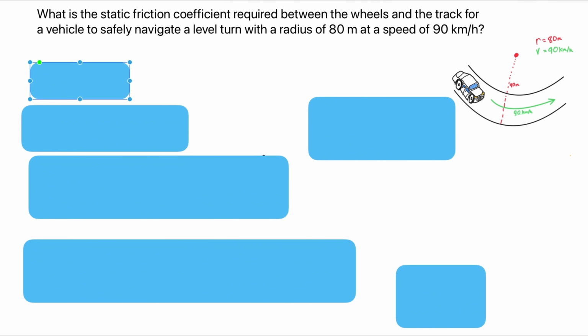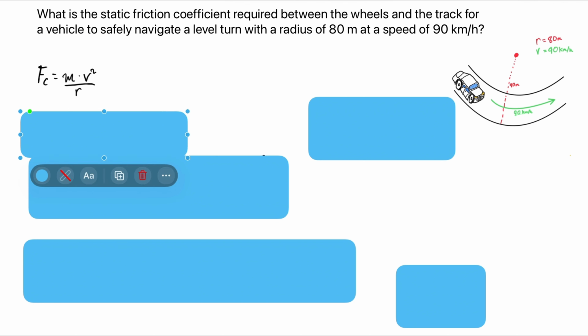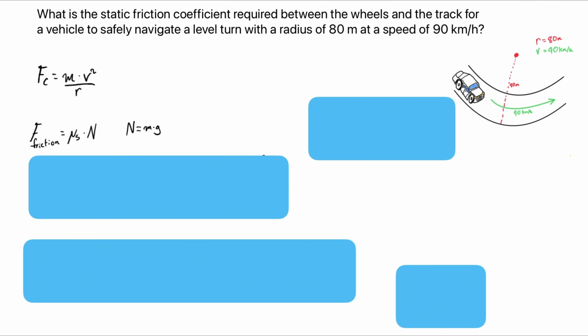The formula for that looks like this, where centripetal force is equal to mass times velocity squared divided by the radius. Given we're told the vehicle is making a level turn, the centripetal force in this scenario is supplied entirely by static friction. The force of friction is equal to the coefficient of static friction times the normal force, which is mass times gravity, and we'll assume gravity to be 9.8 meters per second squared.